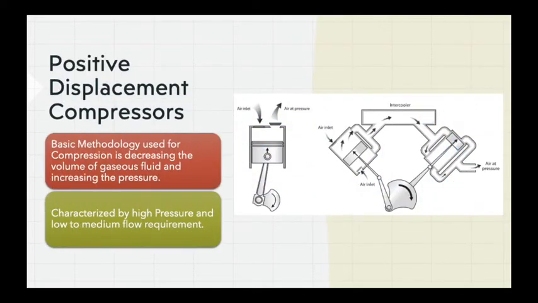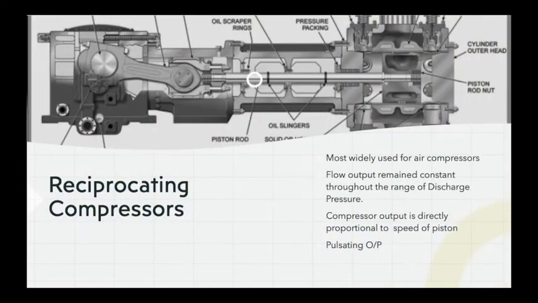The basic characteristic of positive displacement compressors is that they normally find their applications at places where there is a requirement of high pressure and low to medium flow. The basic working methodology of these compressors is based on decreasing the volume of a gas and converting it into pressure, as I have discussed earlier. Now I will further discuss the two basic types of positive displacement compressors.